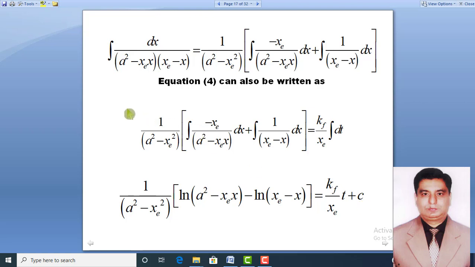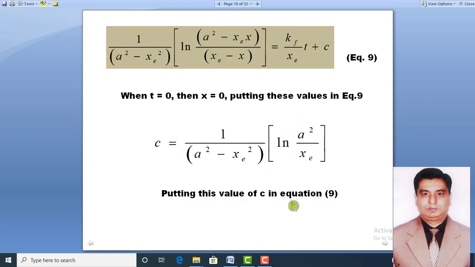Again we will apply the rule of logarithm. So the positive term will be in the numerator and x_e − x will be in the denominator. This equation number 9 will be written as 1 over a² − x_e² into log natural of (a² − x_e x) divided by (x_e − x), equal to k_f t over x_e plus the integration constant.